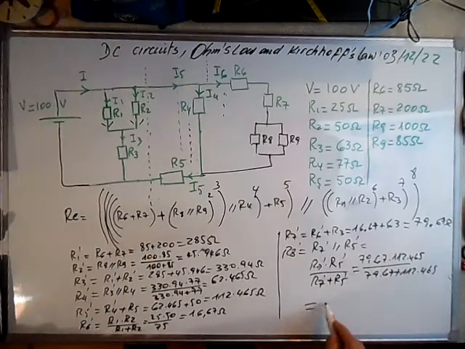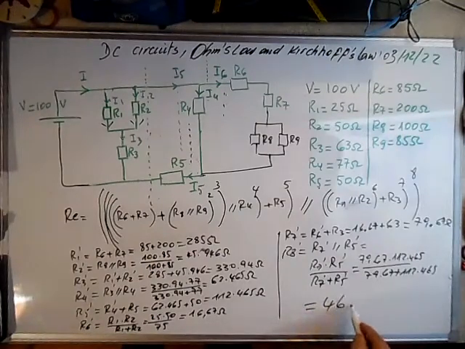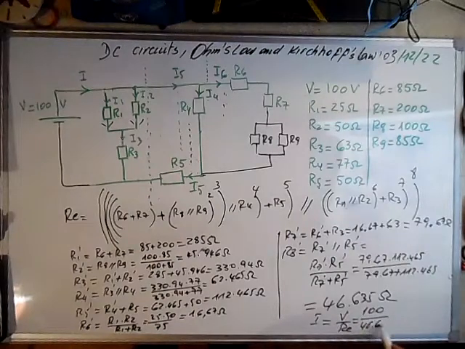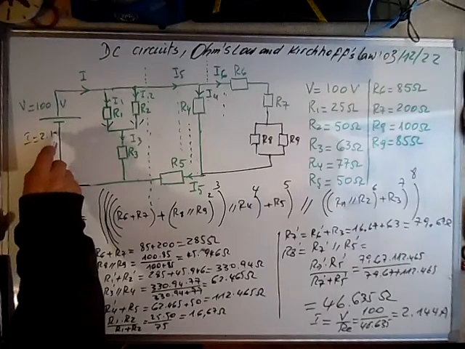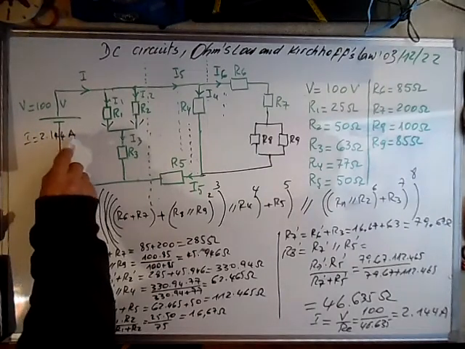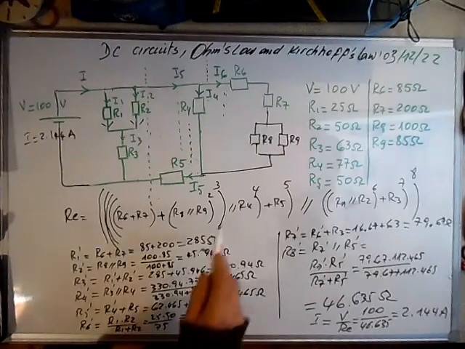I'll give you the result. This is 46.635 ohms. From this we can calculate the main current. Main current is V over the equivalent resistance, 100 over 46.635, and this is 2.144 amps. We write the result here. I is equal to 2.144 amps.